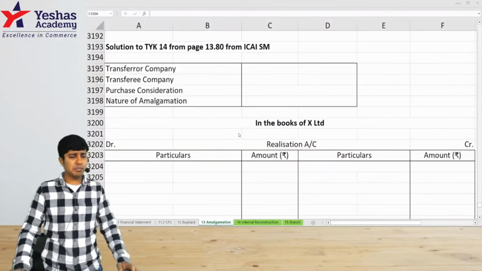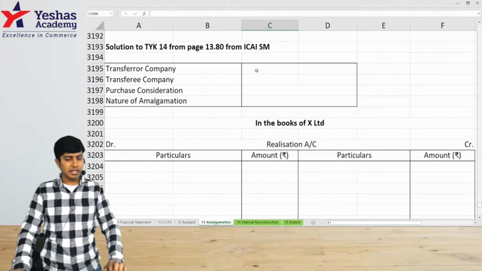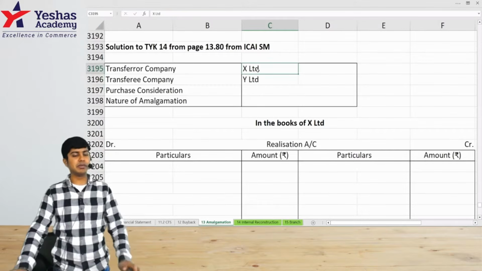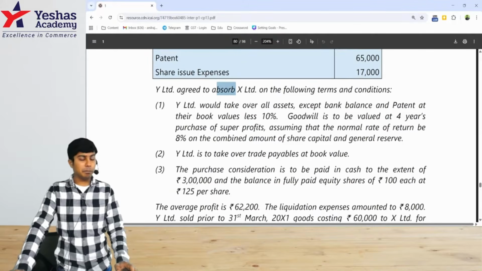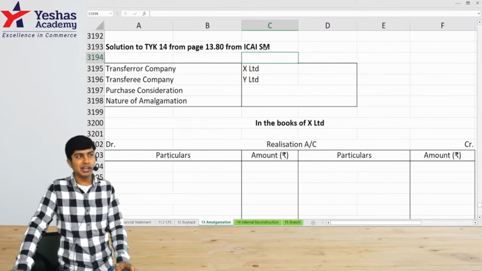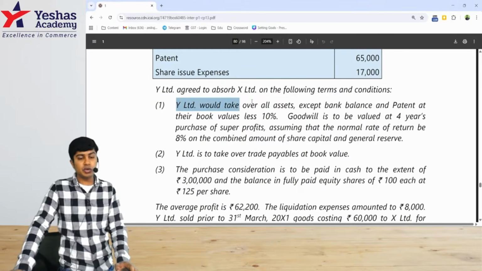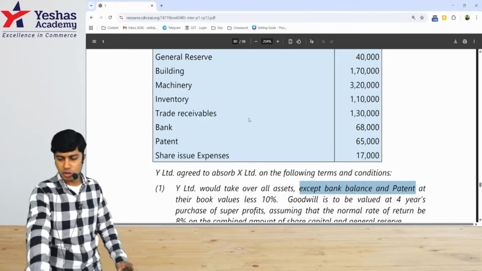To start with the same process, let's read this adjustment. Y Limited agreed to absorb X. Can I say Y Limited becomes our transferee and X Limited becomes our transferor. After this, what is it that we have? PC method and nature of amalgamation. We'll figure that out eventually. Now start reading. Y Limited would take over all the assets except bank and patent. Okay, so they are not taking over bank, they are not taking over patent. Be cautious with this.